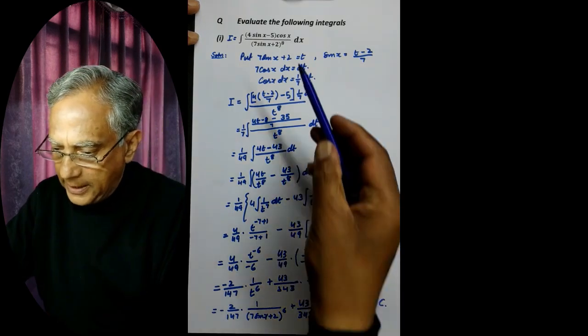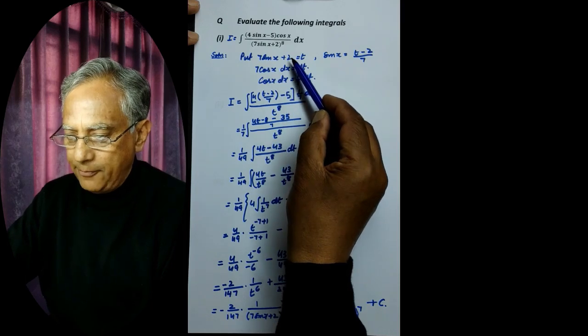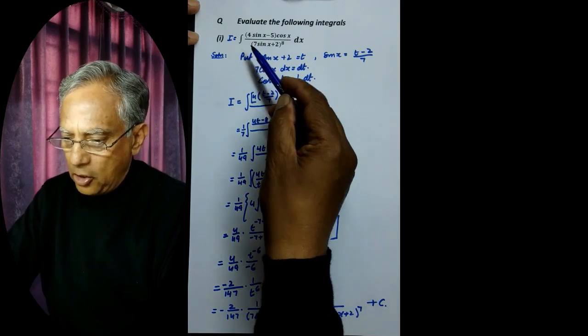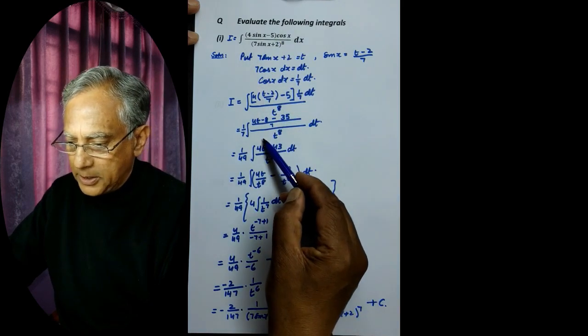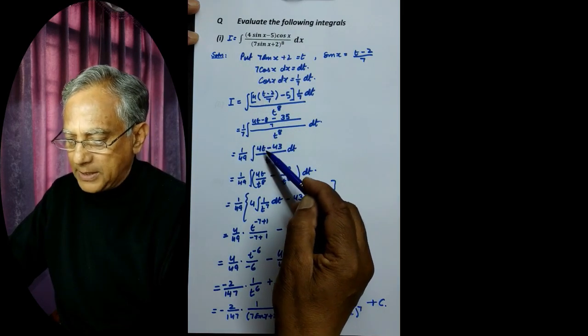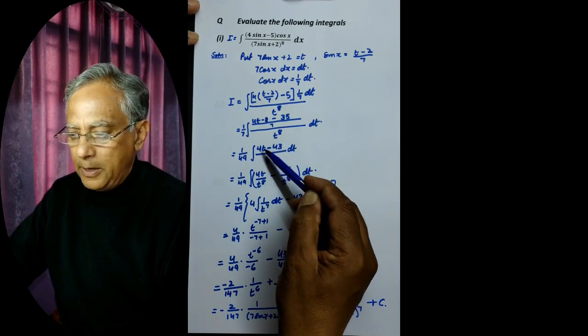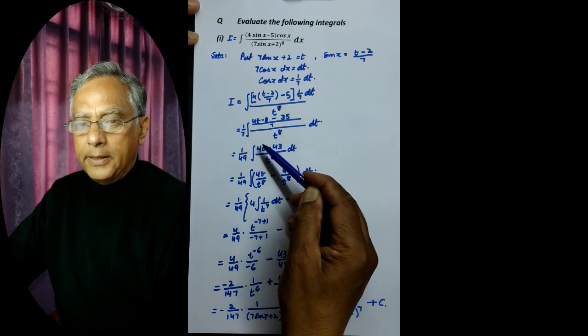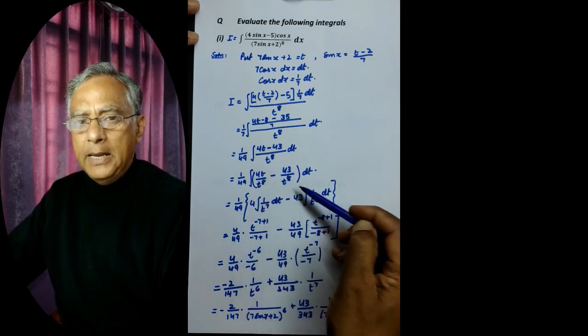So if instead of 7 sin x plus 2 we put sin x equal to t, then we will have in the denominator 7t plus 2. So we will have 7t plus 2. We will have to express the numerator in terms of 7t plus 2, which will be more complicated. Then only we will be able to separate this into two solvable integrals.